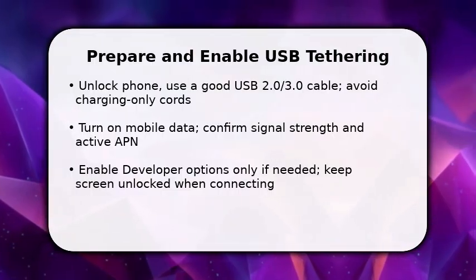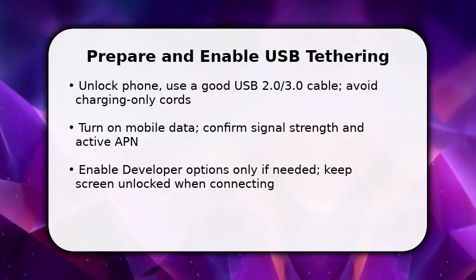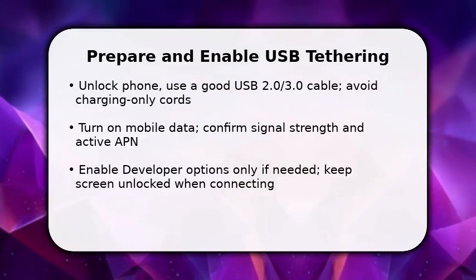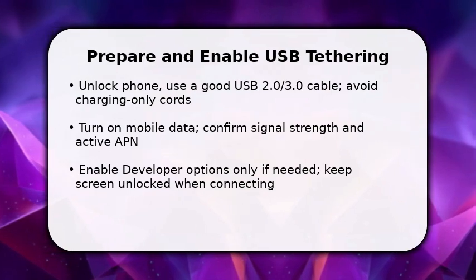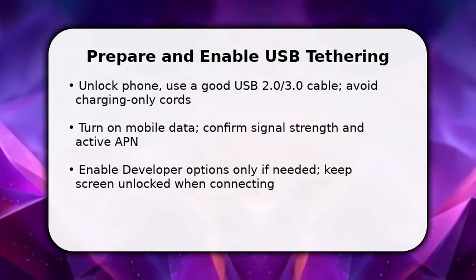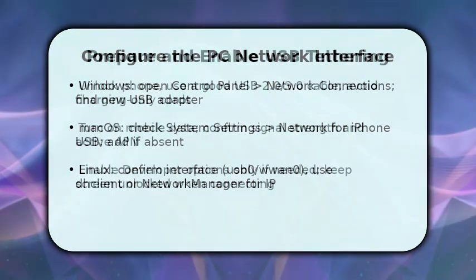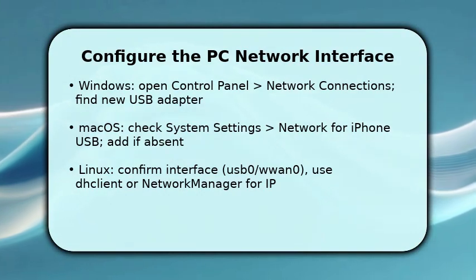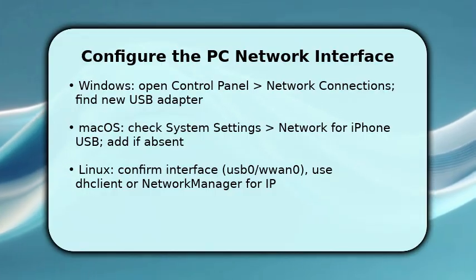Make sure Allow Others to Join or USB only is active. Once done, keep the phone screen awake so the PC can detect the tether reliably and prevent accidental sleep interruptions. After enabling tethering, plug the phone into your PC and watch for a new network adapter.